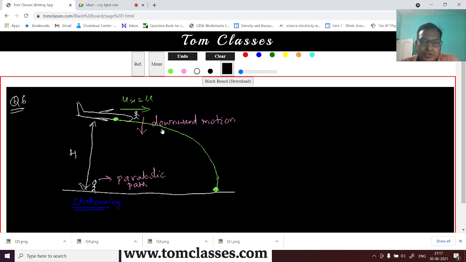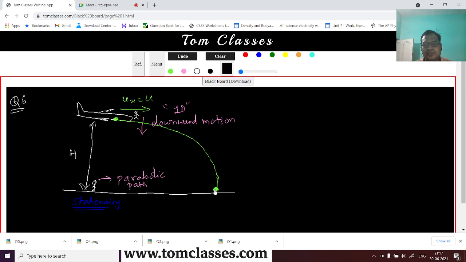So this man will see a parabolic path, and you can also experiment with this while traveling in a train or a bus. From the bus, if you drop something, you will see that for you it goes straight down, so that object goes straight down, because it is one dimension motion. But if you are standing outside, what you are going to see is that this object is going to fall like this.